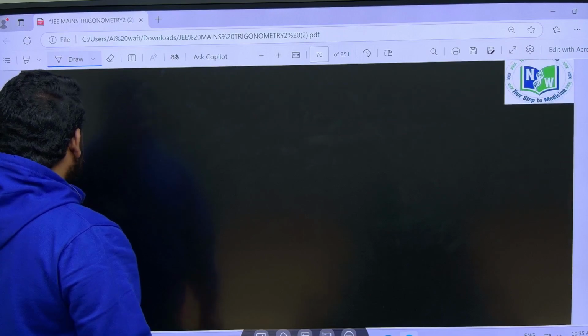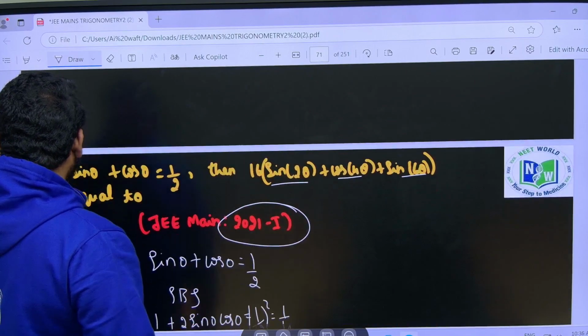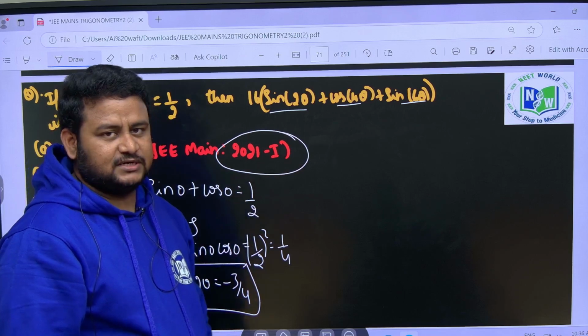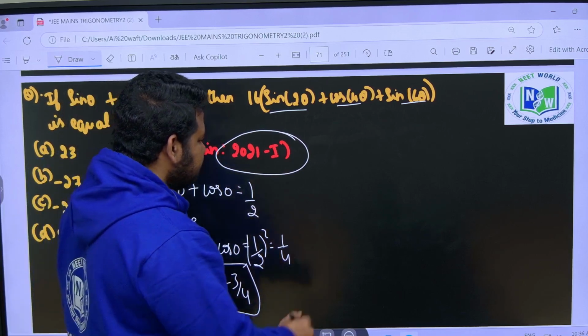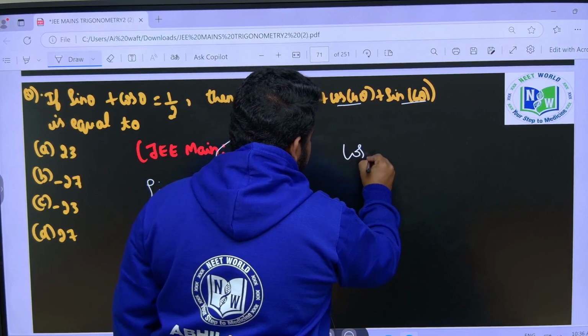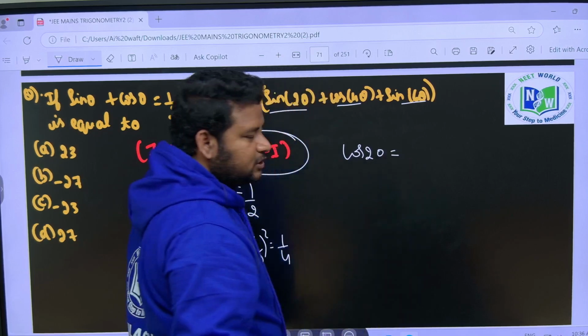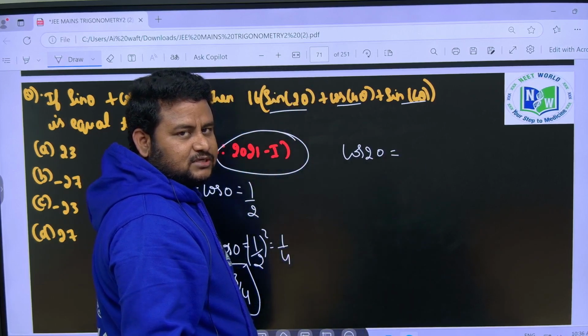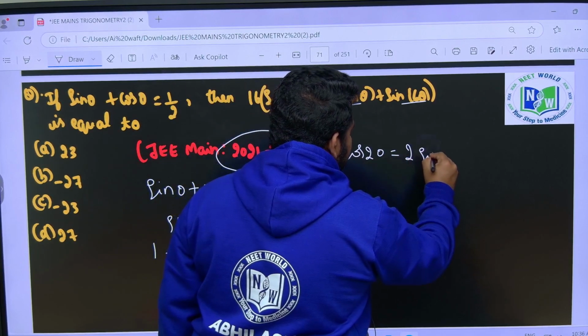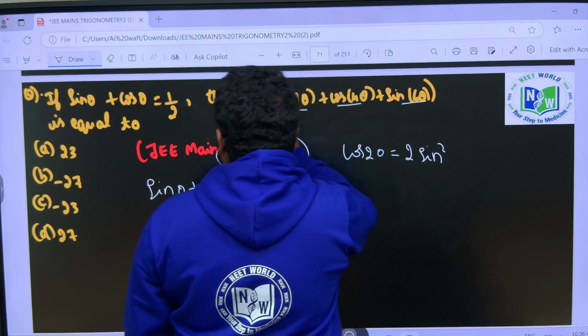I came back to the triple angle formula because this question is also based on the triple angle formula. Here cos 4 theta is there. Suppose we have something like cos 2 theta. Cos 2 theta, how do we write it? Cos 2 theta is nothing but 1 minus 2 sin square theta. So let us wait.